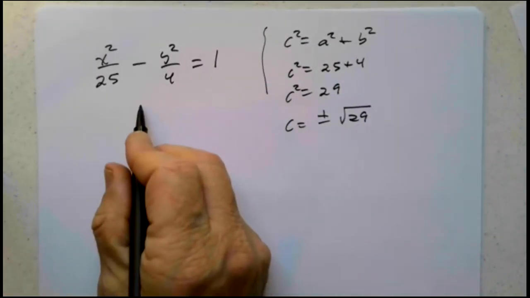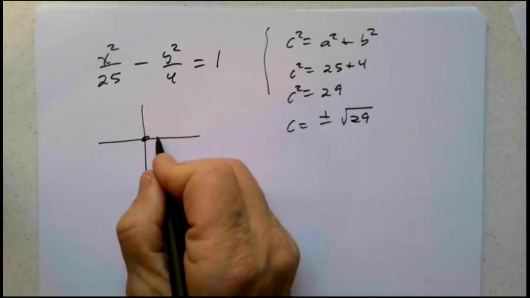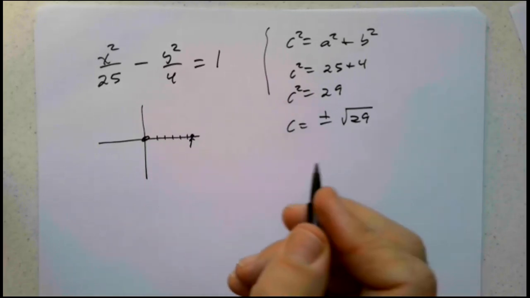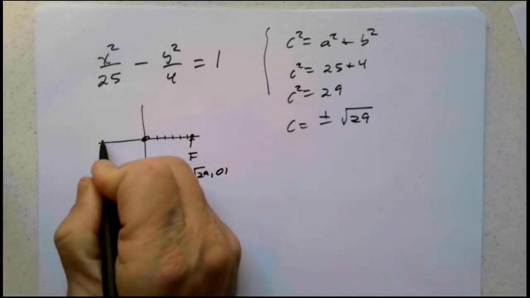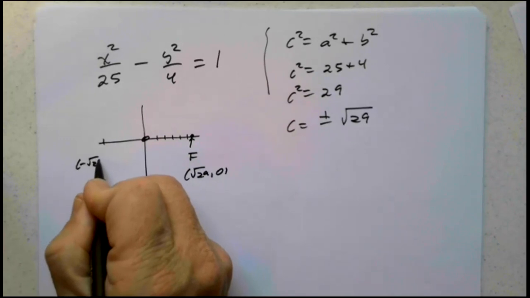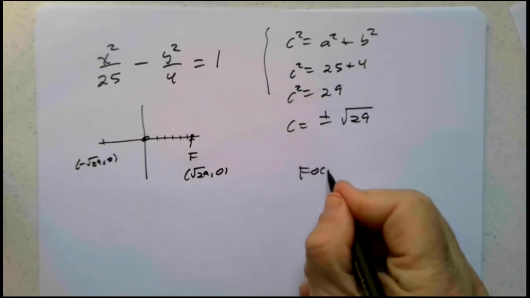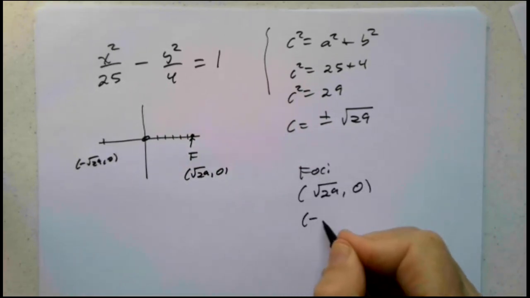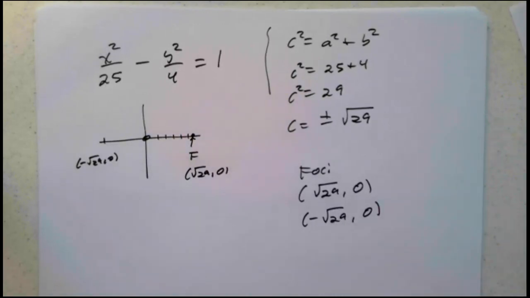From the center, we said the center was 0, 0. Root 29 is a little bit more than 5. 1, 2, 3, 4, 5. Root 29 is there. So my focus is at (root 29, 0) on this side, and at (negative root 29, 0) on that side. So foci on the transverse axis: (root 29, 0), (negative root 29, 0). So let's go back and look at our screen.